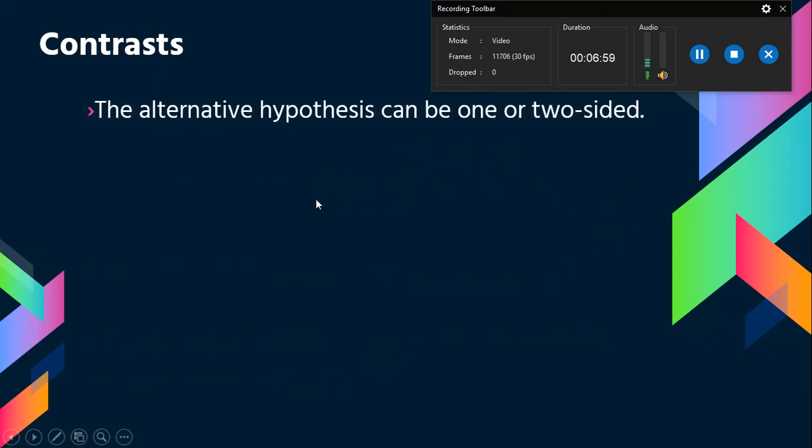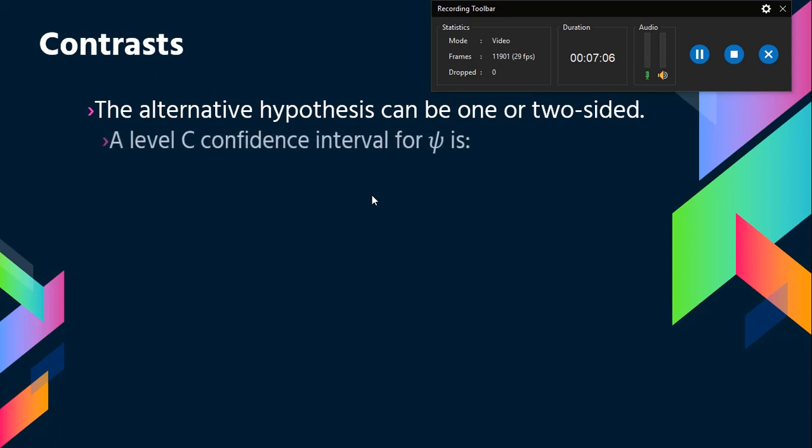Your alternate hypothesis could be one-sided or two. If you're truly not sure, you can just say psi does not equal 0. Make sure, though, you multiply p by 2.